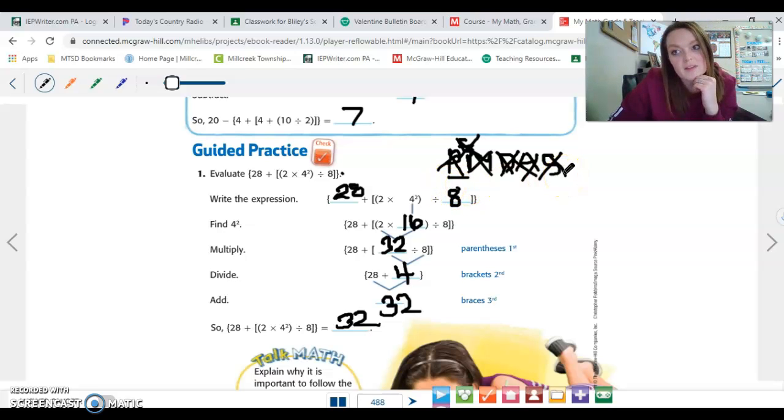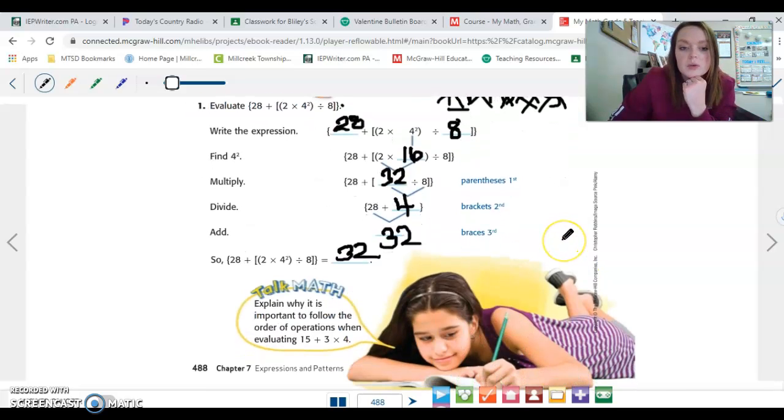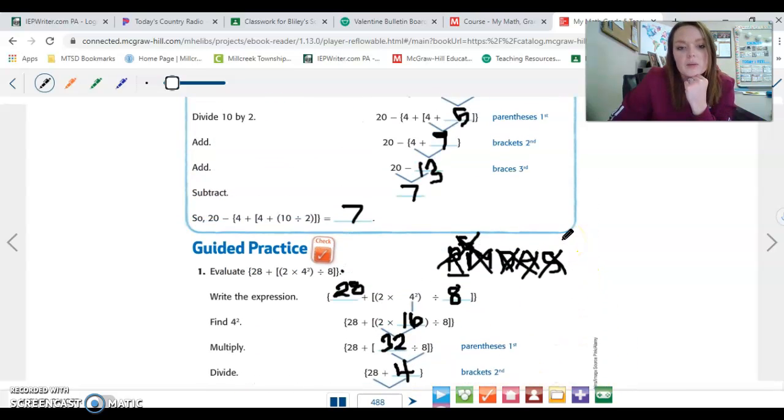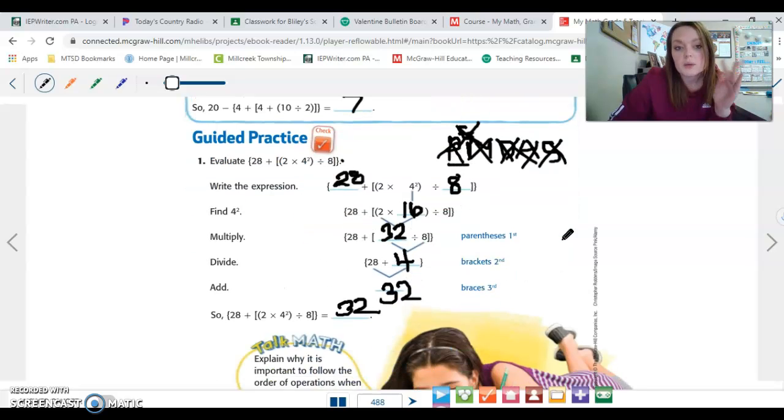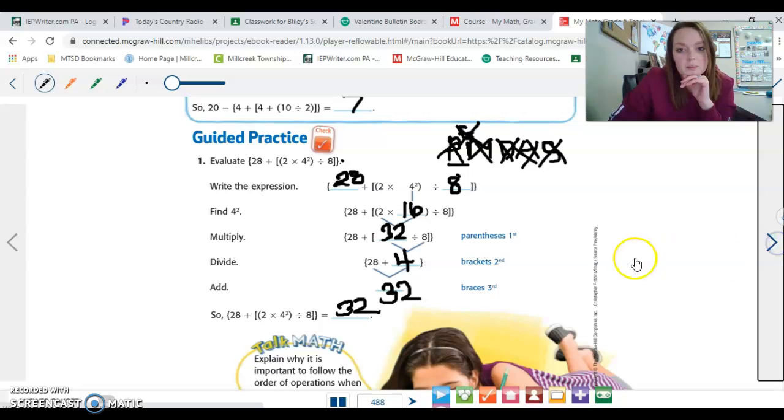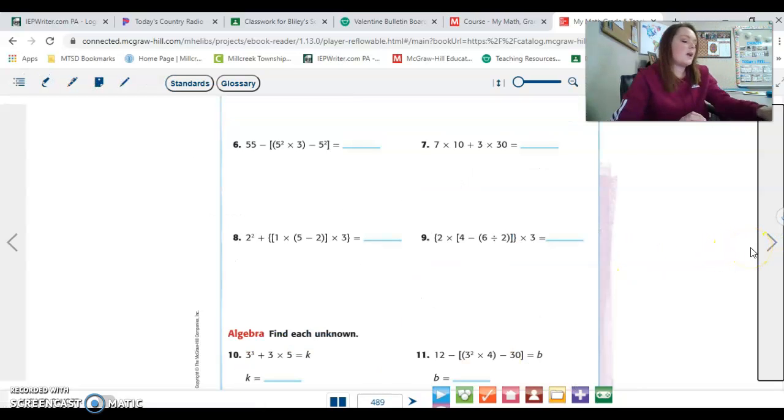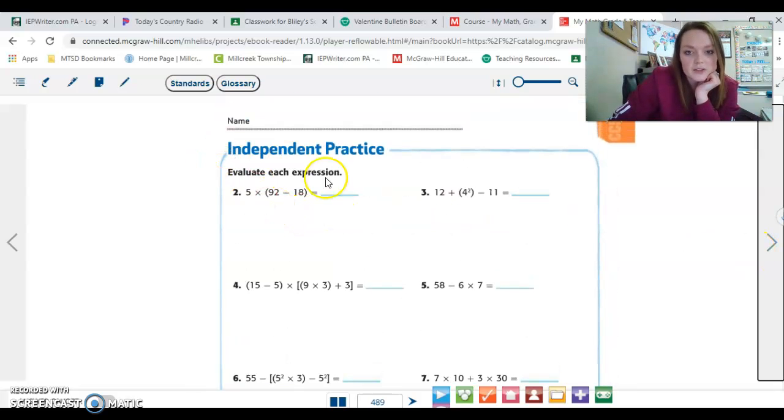What's really nice with these examples is that it helps you break it down so it's a lot easier. Don't get worried, Mrs. Blythe is going to do some that are not guided practice and that don't have all the arrows, so we'll talk about it a little bit more. Let's skip to the next page. We are now on page 489. So let's try number 5 together.